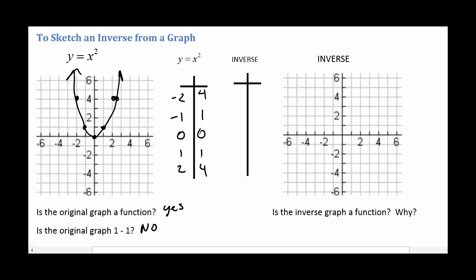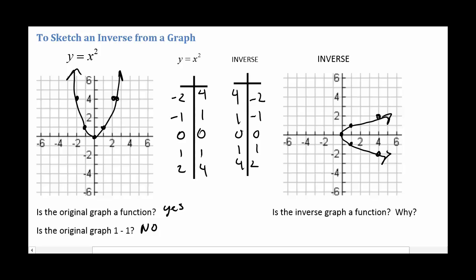Inverses. So to find the inverse of a graph, we just want to switch ordered pairs. So 4, -2, 1, -1, 0, 0, 1, 1, and 4, 2. So when I plot those points, let's see, 4, -2, 1, -1, 0, 0, 1, 1, and 4, 2.